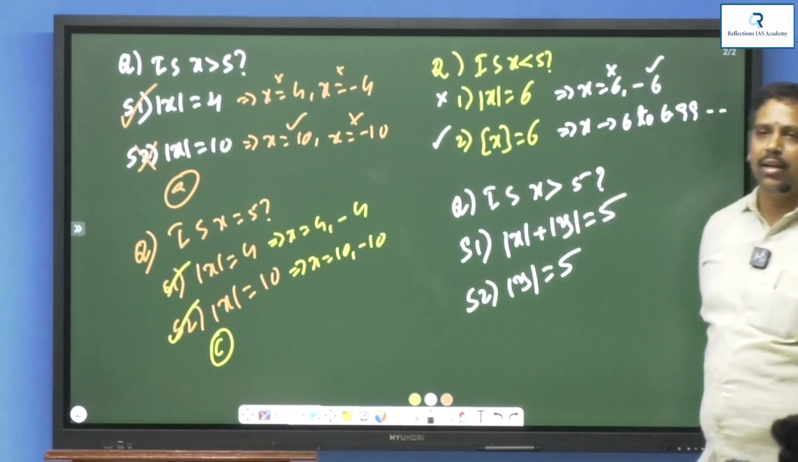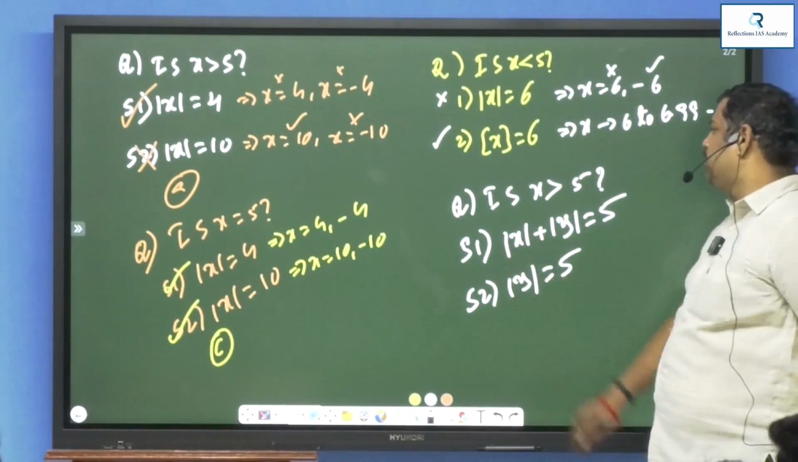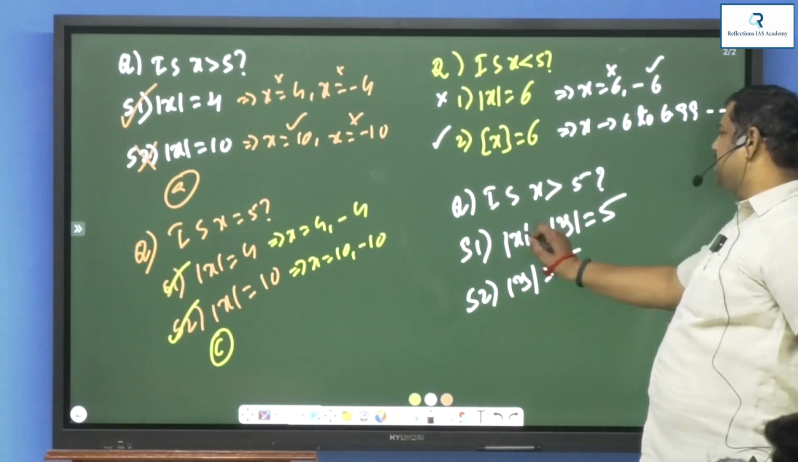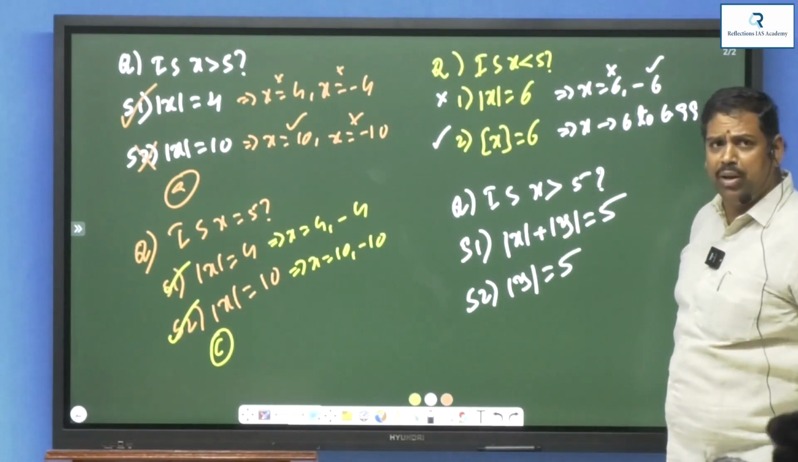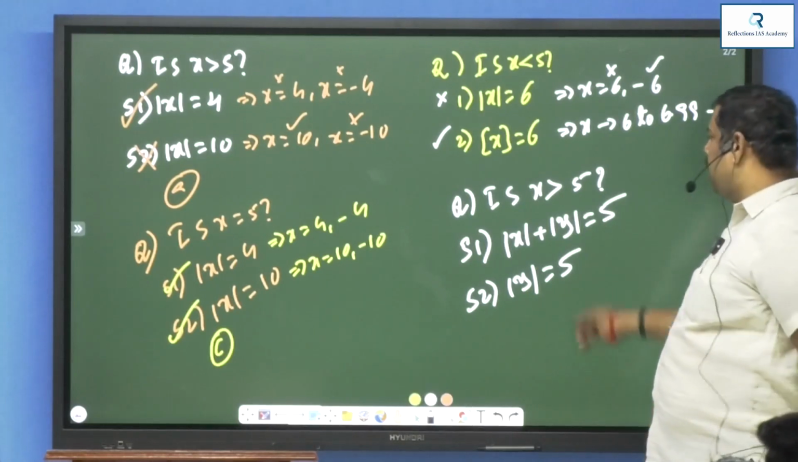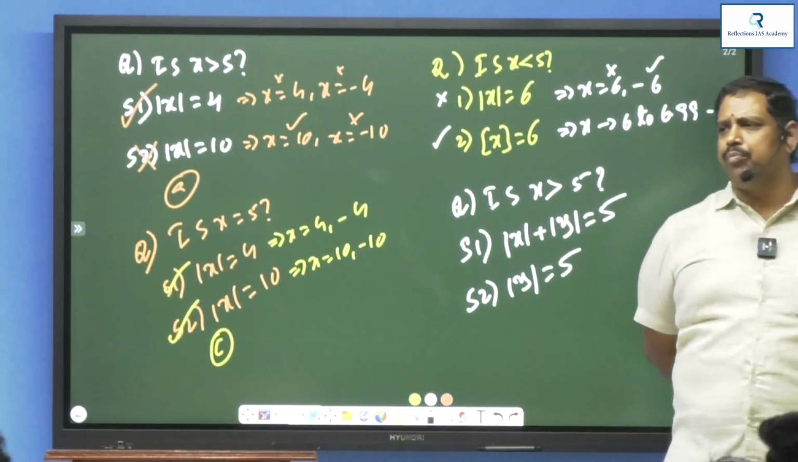E. Shall we try? So, statement 1 says that mod x plus mod y is equal to how much here? 5. Mod x is either positive or 0. Yes or no? Will it be negative or will not be negative? Mod y will be either positive or 0. It will never be negative.